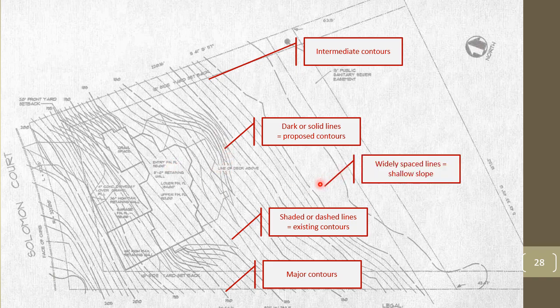If the lines are widely spaced, it means it is a shallow slope. Over a long horizontal distance, the ground vertically does not change much. However, closely spaced lines mean there's a steep slope. That means in a very short horizontal distance, the vertical elevations change significantly. So remember, closely spaced means steep slope, widely spaced or greater distance between the lines means a shallow slope.